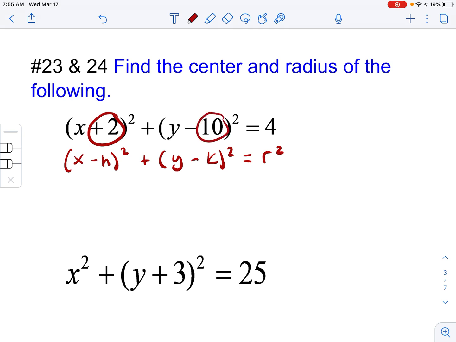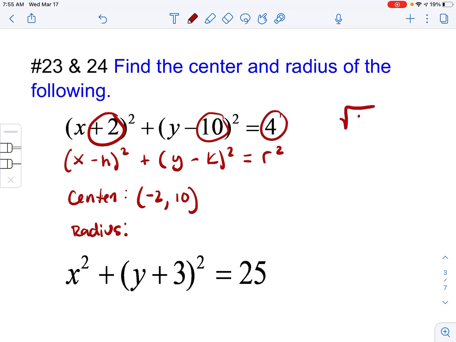Now, because this is a positive 2, that means my center is going to be a -2 in my x position. And because that's a -10, we will get a positive 10 in my y position. And for the radius, we have to look at our value at the end and think about what is the square root of that value. So in this particular case, it's 2, so my r value is going to be equal to 2.